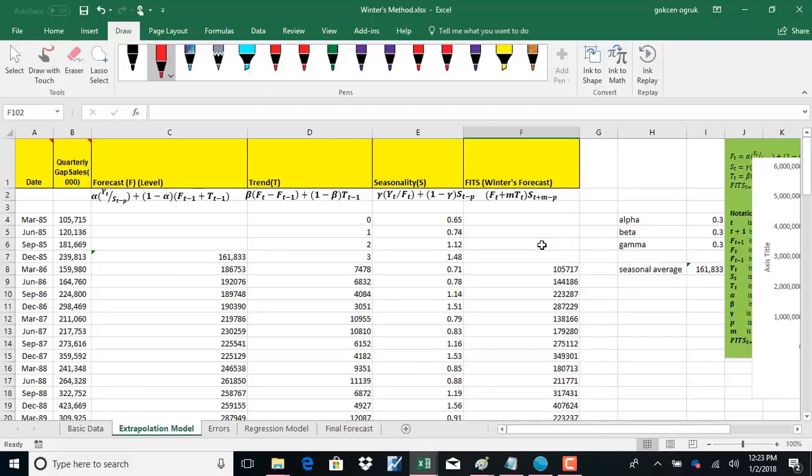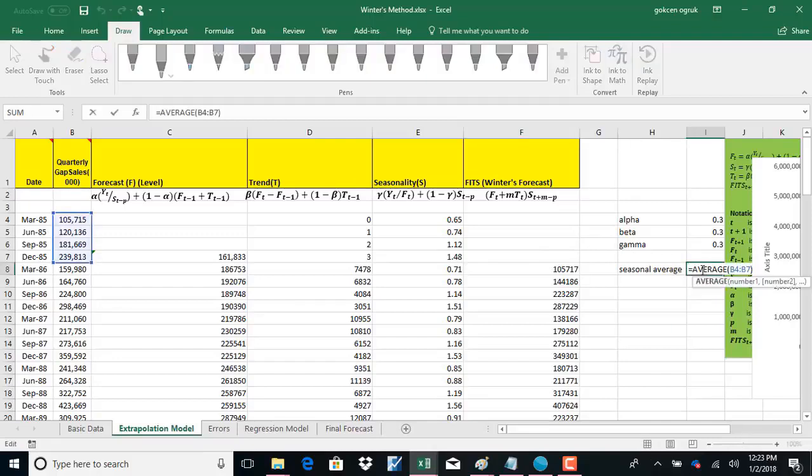We are going to use the first 4 periods to initiate our data. I'm going to just take the average of the first 4 periods of actual sales, and I'm going to find this average right here, the seasonal average. The average of 4 periods comes out to be 161,833, and I will use this number to estimate the seasonality index for the first 4 periods.